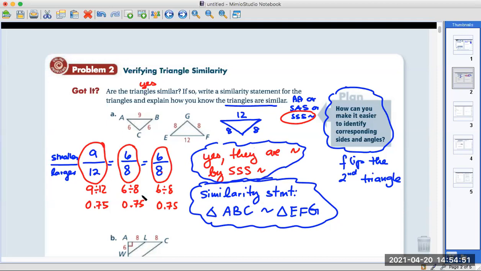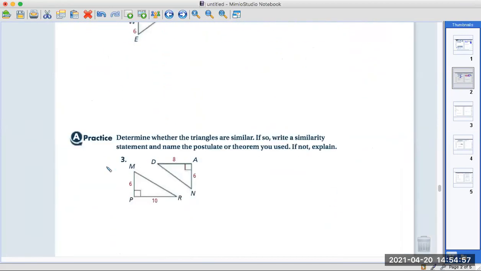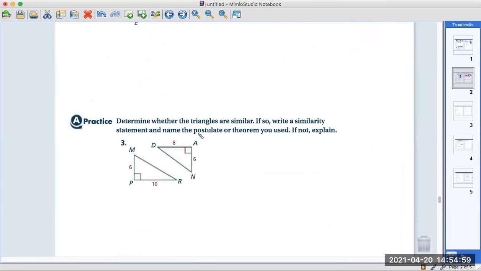And this is why. Okay, so now let's look on the bottom. One more question. Determine whether the triangles are similar. Again, it's a yes or no answer. Yes, they are. No, they're not. If so, write a similarity statement and name the postulate or theorem you used.